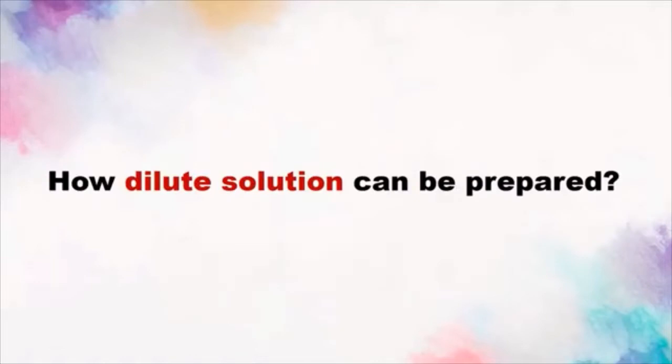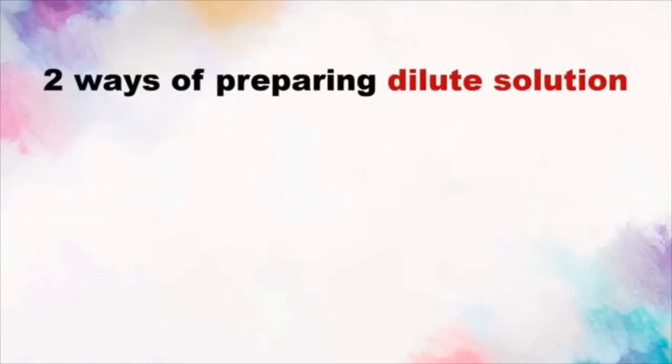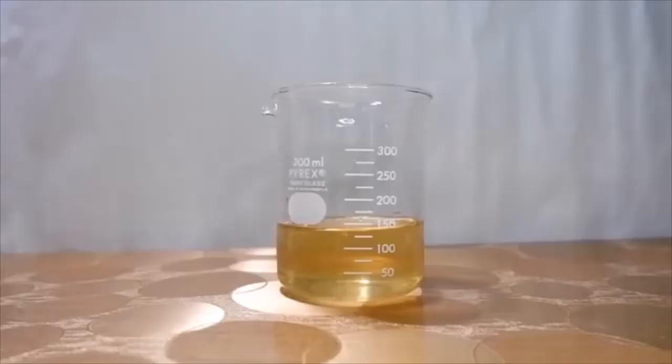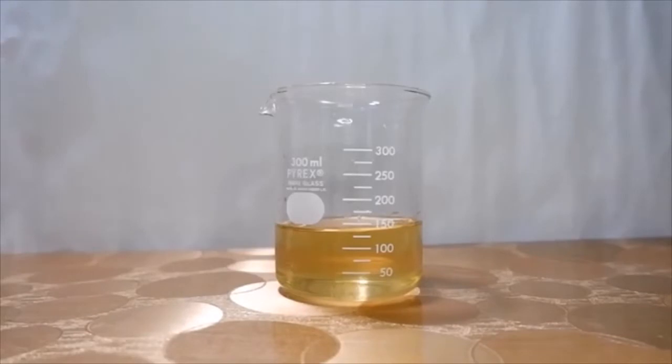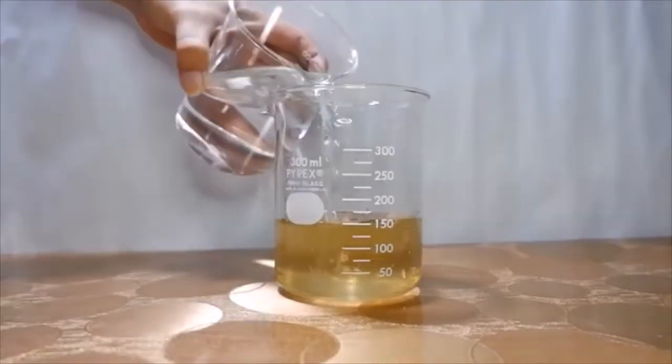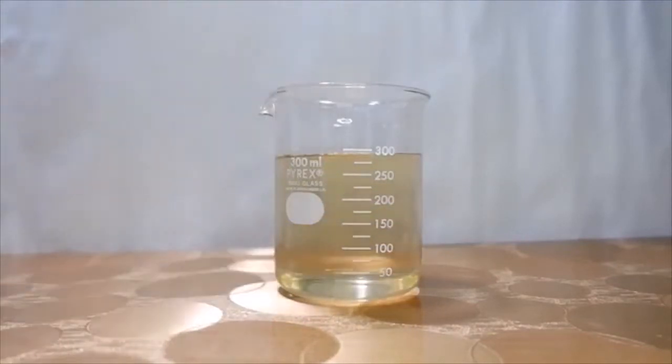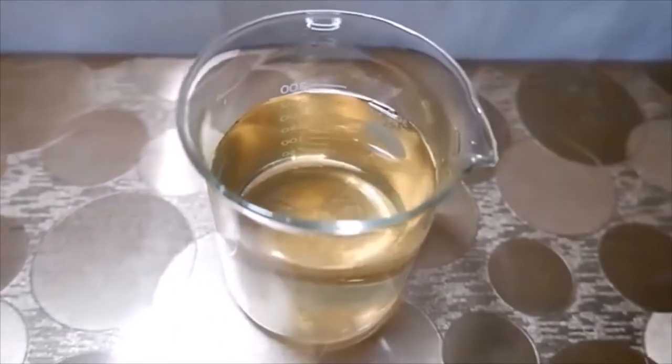How can dilute solution be prepared? There are two ways of preparing a dilute solution. Number 1, by adding solvent and keeping the amount of solute the same. For example, you have a solution of water and sugar. By adding more water and keeping the amount of sugar the same, you are making a dilute solution. It has more water and less sugar. Its color is light yellow.